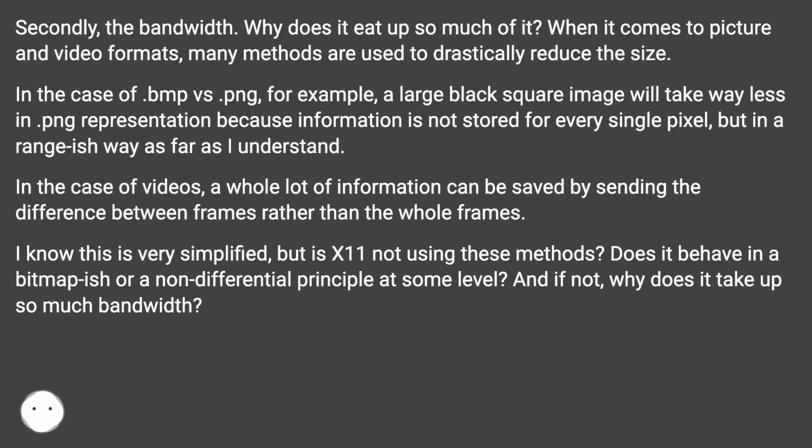Secondly, the bandwidth. Why does it eat up so much of it? When it comes to picture and video formats, many methods are used to drastically reduce the size. In the case of .bmp vs .png, for example, a large black square image will take way less in .png representation because information is not stored for every single pixel, but in a rangish way as far as I understand. In the case of videos, a whole lot of information can be saved by sending the difference between frames rather than the whole frames. I know this is very simplified, but is X11 not using these methods? Does it behave in a bitmap-ish or a non-differential principle at some level? And if not, why does it take up so much bandwidth?